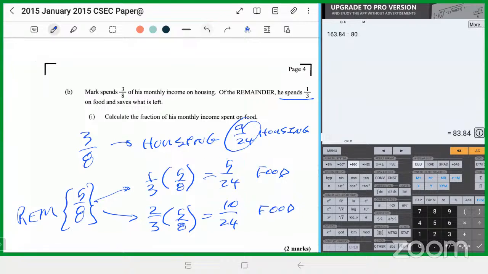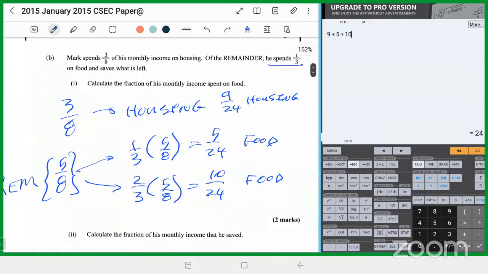If we add up all these parts now, 9, 5, and 10, it's supposed to give you 24, because that represents the whole salary. 9 plus 5 plus 10, see, 24. So we have covered the entire salary. 9 over 24 on housing, 5 over 24 on food, and the last one is what is left. What is saved. My mistake, saved.